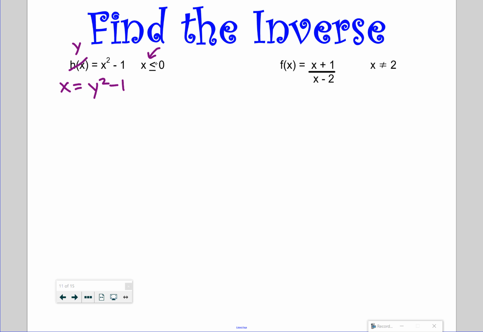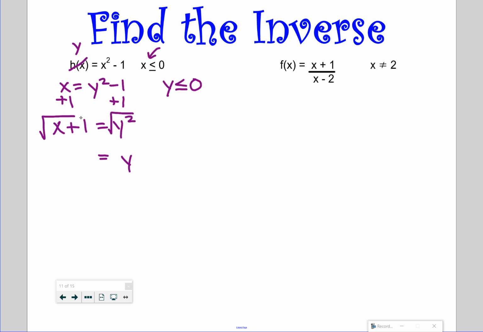Instead of x less than or equal to 0, because we're flipping all of our variables, we're going to make it y less than or equal to 0. And why we're doing that is going to become clear in a moment. Okay, so now let's get that y alone. The first thing I have to do is add 1 to both sides. So then I have x plus 1 equals y squared. And then the next thing I have to do to get my y alone is take the square root of both sides. So on the right, I'm just going to have a y.